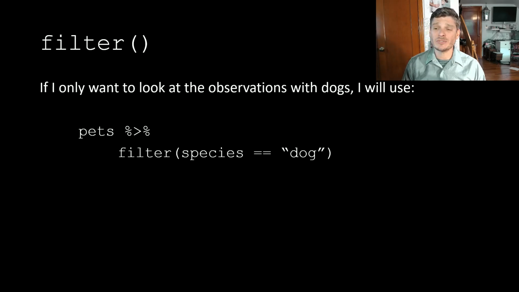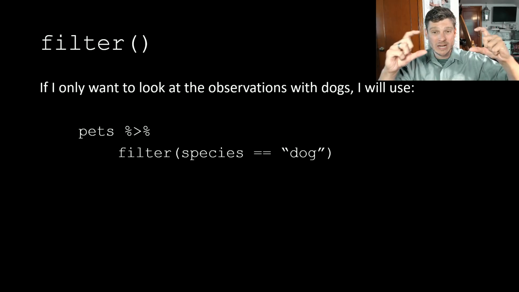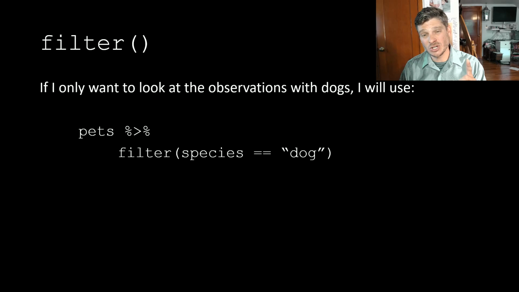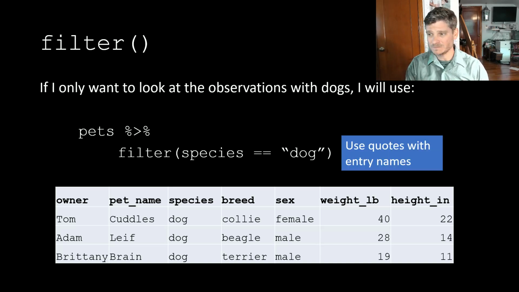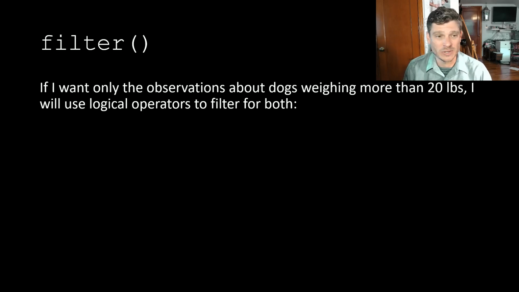So if I were to run this code, if I'm going to filter and I'm only going to choose my rows and observations where the species is equal to dog, this is what it's going to return. So now I got rid of every entry that was not a dog, got rid of all the cats, and now my data frame is only those 3 observations. I've selected for just those 3 observations. And that's what the filter function does for me. Like I said, use the quotes with the entry names.